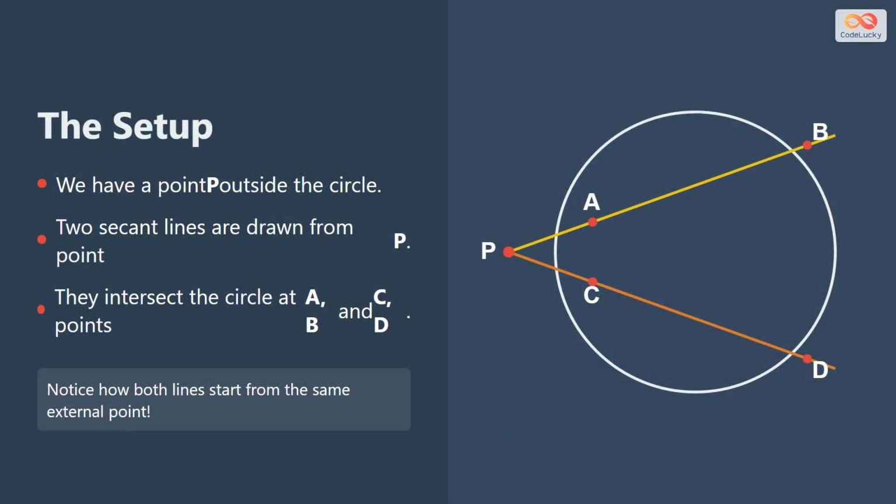Here is the specific scenario for our theorem. We start with a point P located outside the circle. From this single external point, we draw 2 secant lines. Notice how they create 4 intersection points with the circle.